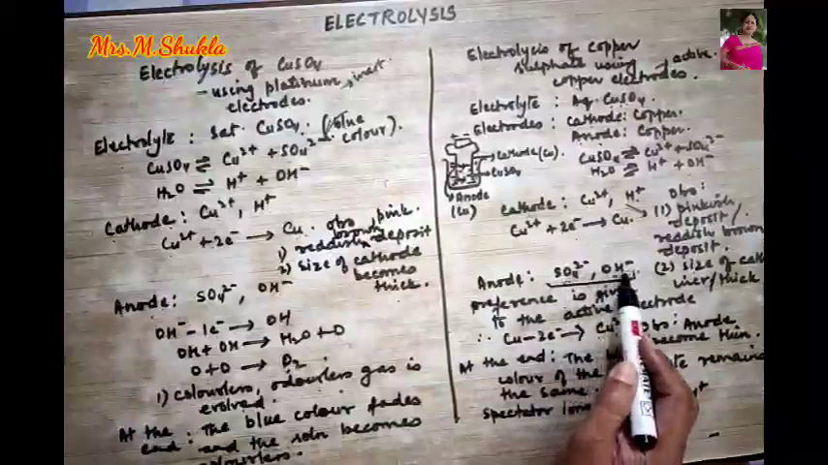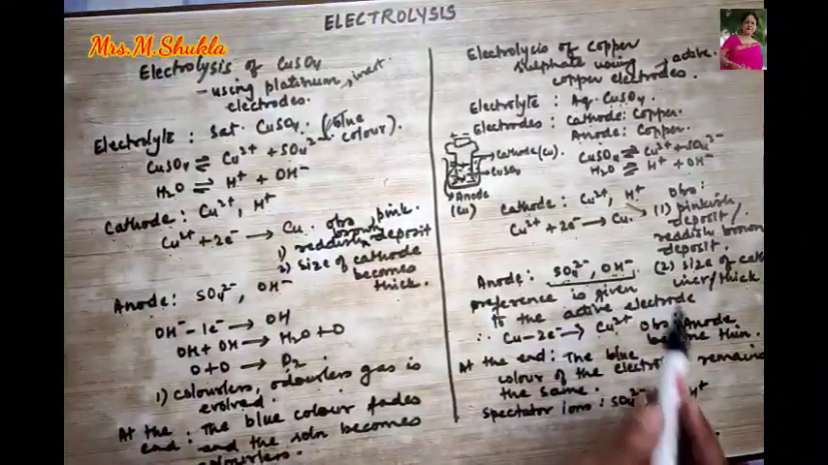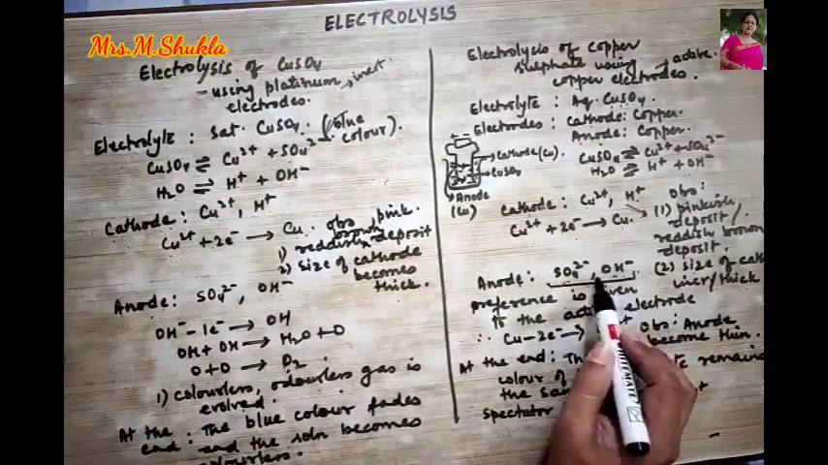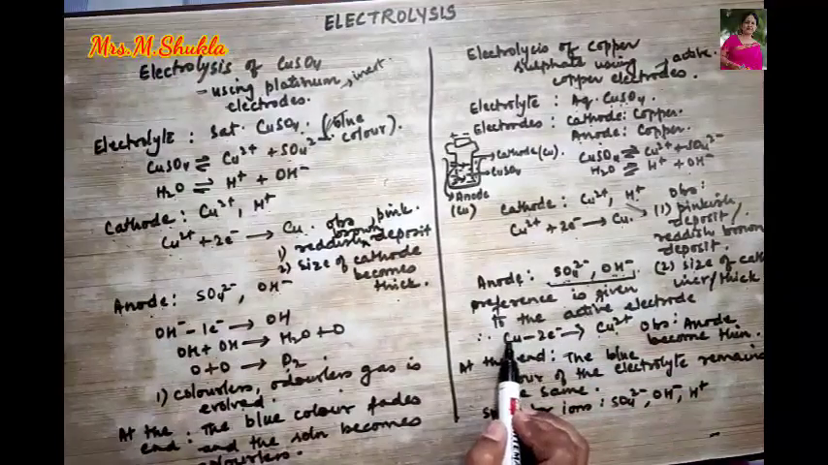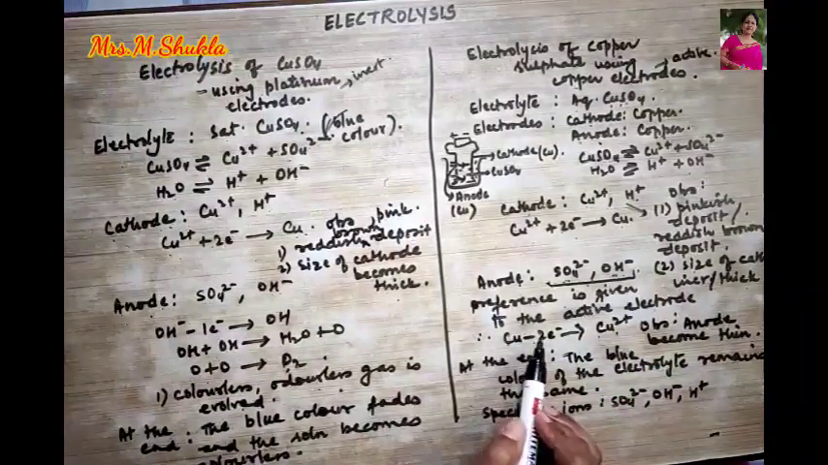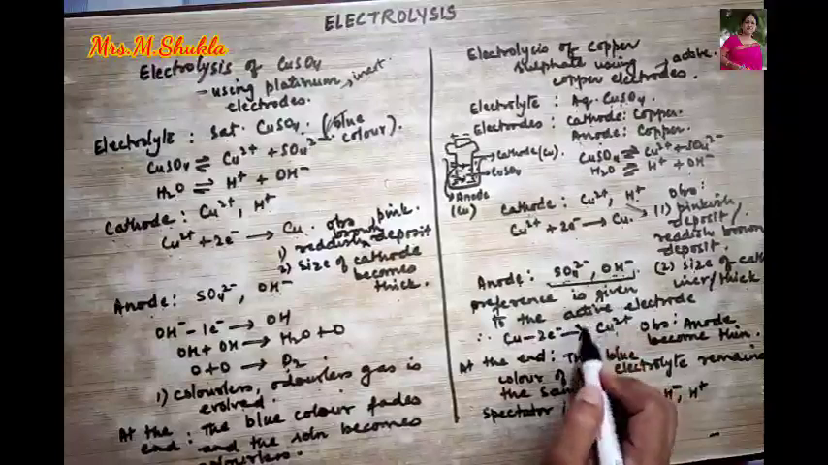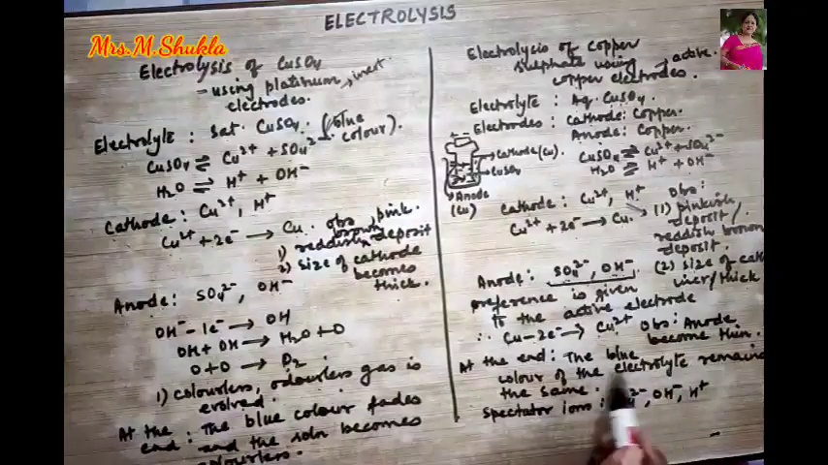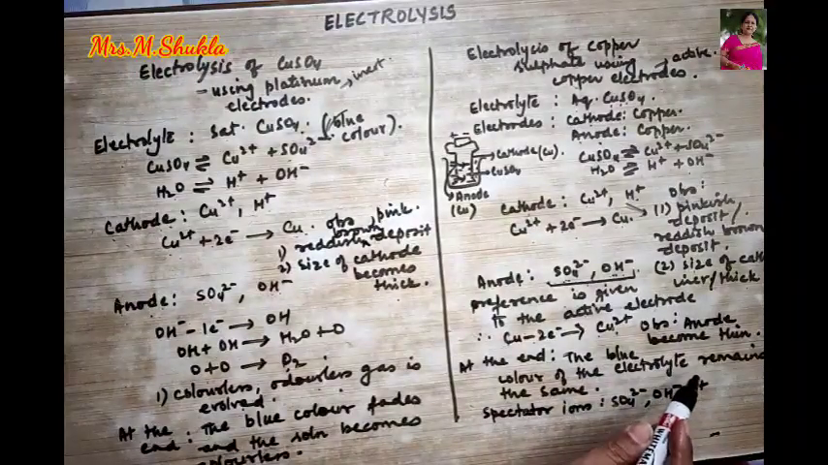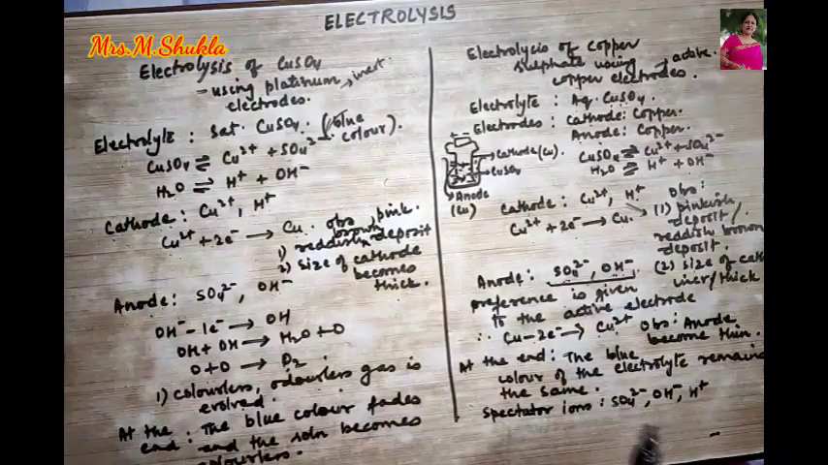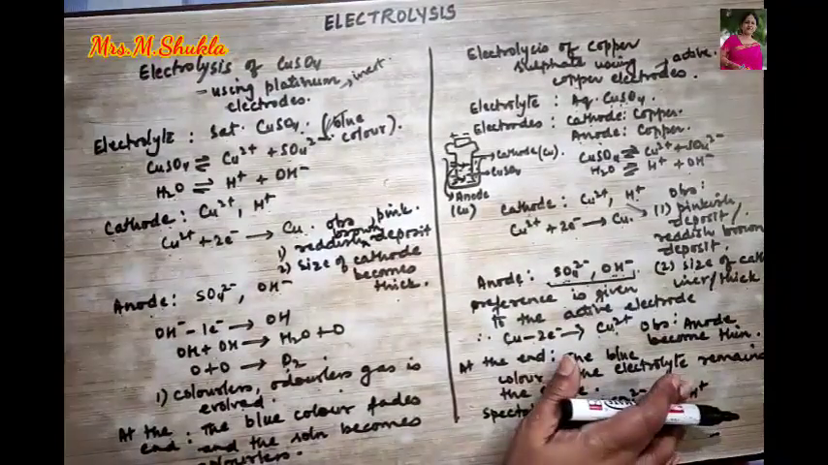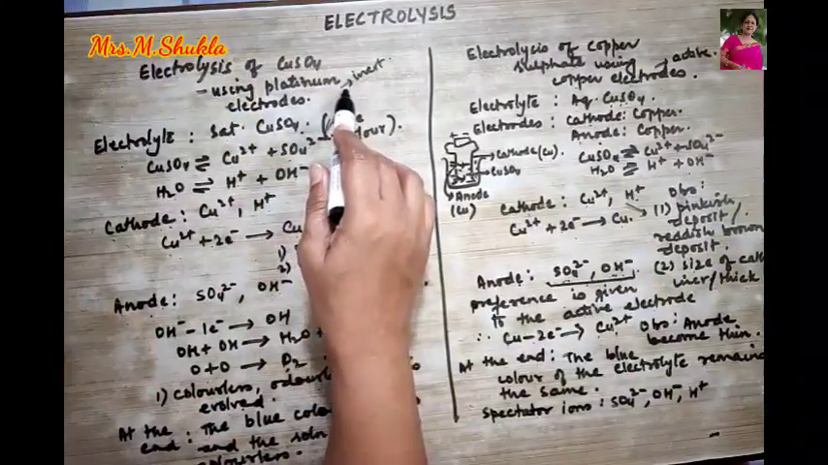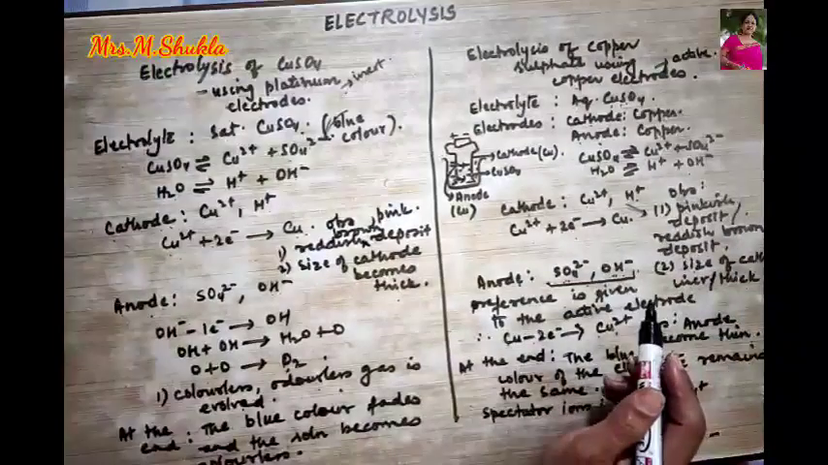At anode, those sulfate and hydroxyl ions are there, but they just act as spectator ions. Why so? Because over here the active electrode is given the preference. The active electrode is made up of copper. It will lose electrons and give out copper ions. So there will be abundance of copper ions present in the electrolyte, and hence we will say that at the end the blue color of the electrolyte remains the same. It does not get faded, right? So this was the difference between electrolysis of copper sulfate using an inert electrode and using an active electrode.